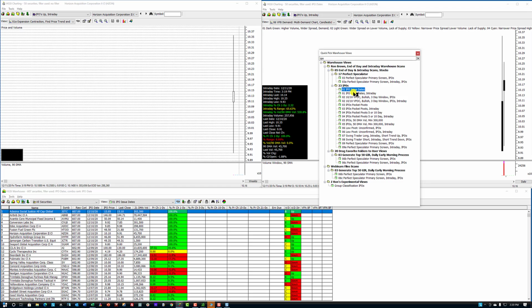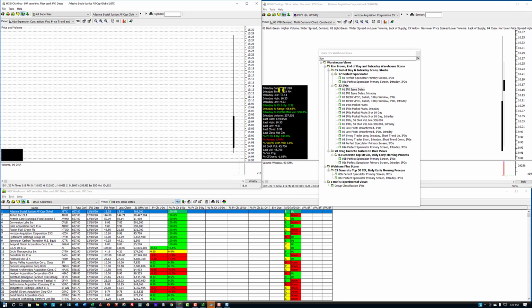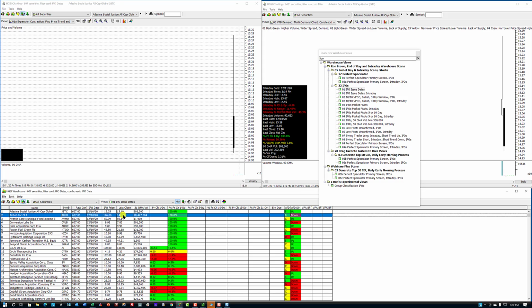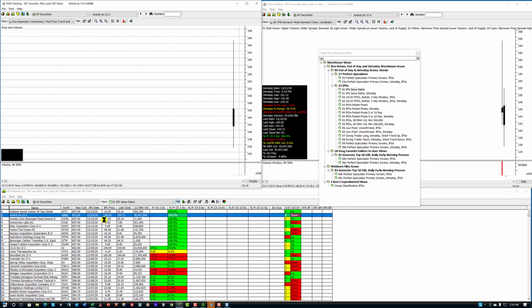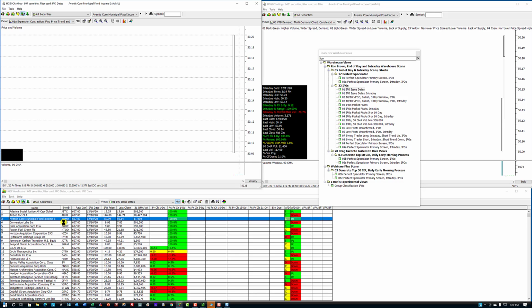Here's IPO issue dates, and you can see once again that here's the weekly chart, here's the daily chart. It just came out yesterday, and the IPO date is in this column. Here's Airbnb that came out yesterday. Anybody who chases these is crazy, in my opinion, but some people like to do that.